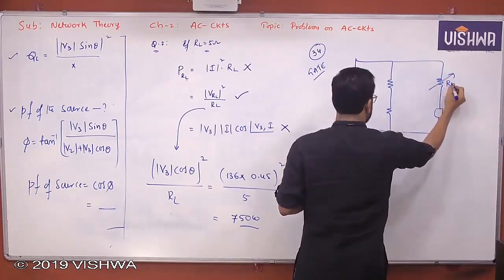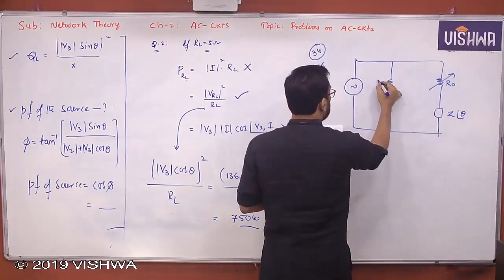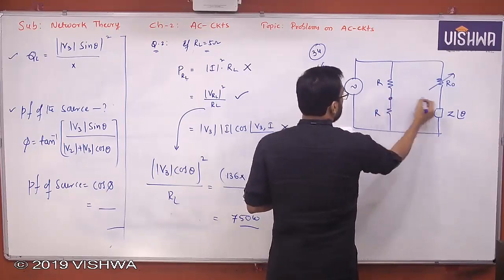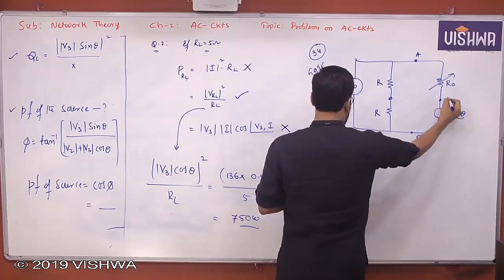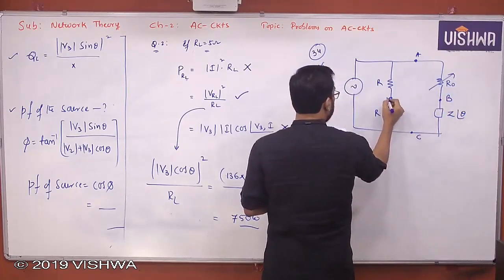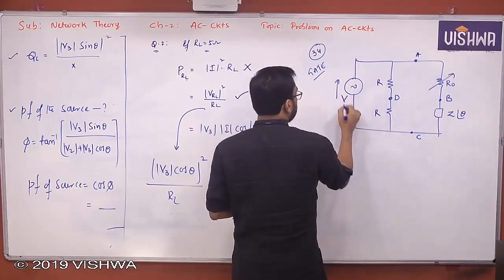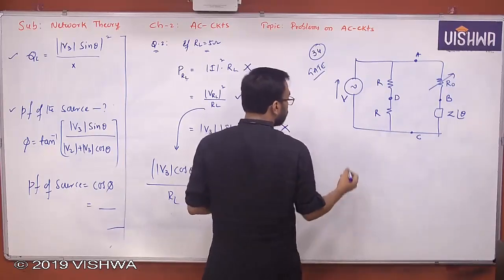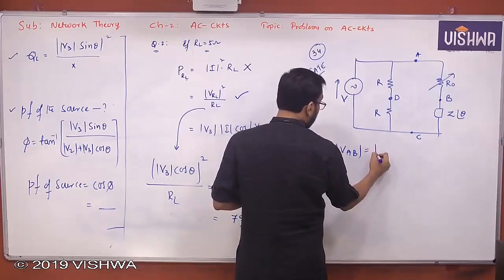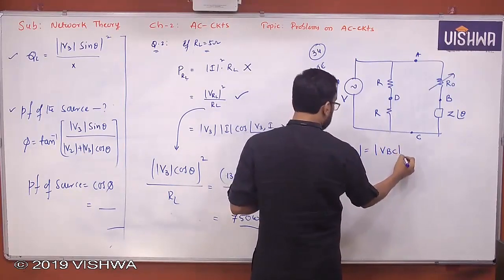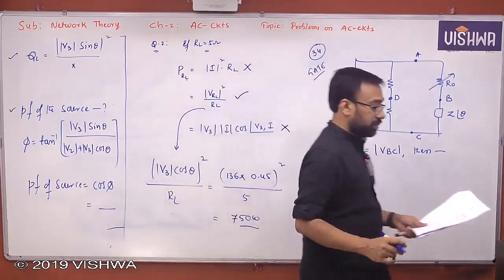Now this is R0. This is Z at an angle of theta. This is capital R. This is also capital R. So this is A, C, B, and this is D. And this was given as V. So what did he give actually here? VAB magnitude is given as equal to VBC. So this is the question actually.